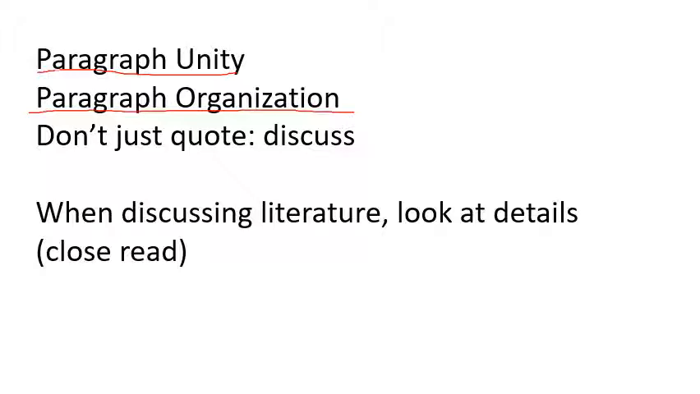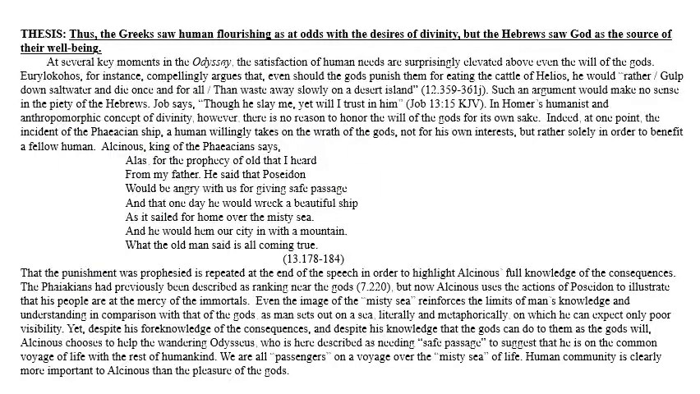Now I want to transition a little bit to talk specifically about discussing books, literature broadly conceived, great books in your writing. One thing to keep in mind is that when you talk about literature, you shouldn't just throw in quotes. You should always discuss what you quote. The primary means of doing that when discussing literature is what we call close reading, right? Looking at the details of the passage. So with paragraph unity, paragraph organization, and literary close reading or analysis in mind, let's look at a few example paragraphs on ancient literature.